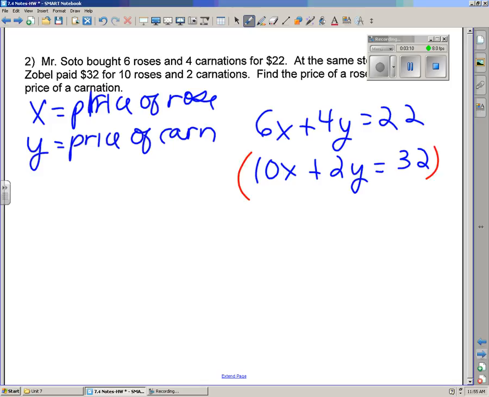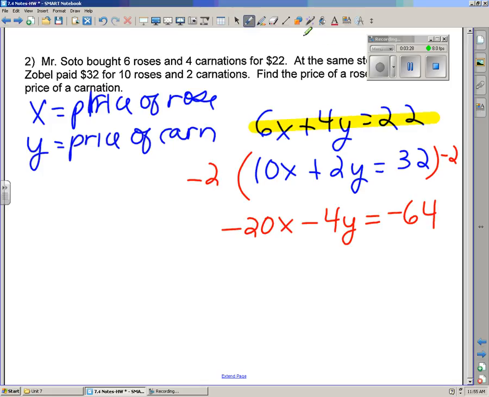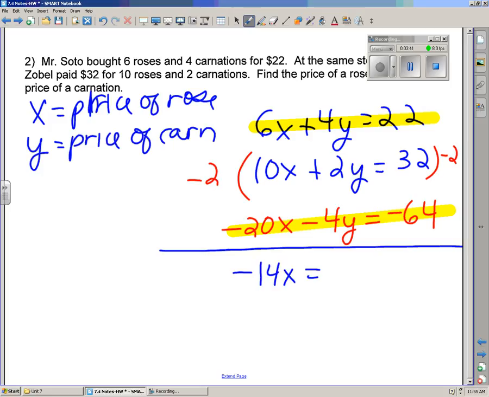Well, to get y's, I need to have a 4y up top, which I do, and then the opposite of 4y would be negative 4y. Multiply the entire bottom equation by negative 2. Negative 20x minus 4y equals negative 64. So now the equations I'm going to use for the elimination are these two here in yellow. So it's the original top and the new bottom. When I add these together, I'm going to end up with negative 14x equals negative 42. Divide both sides by negative 14, and x equals 3.